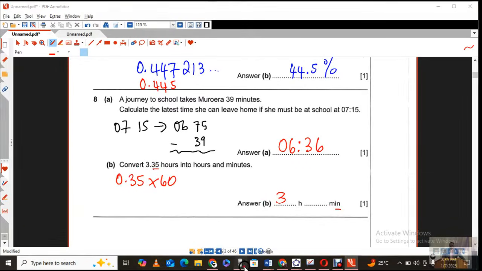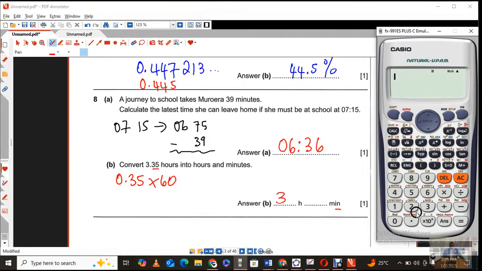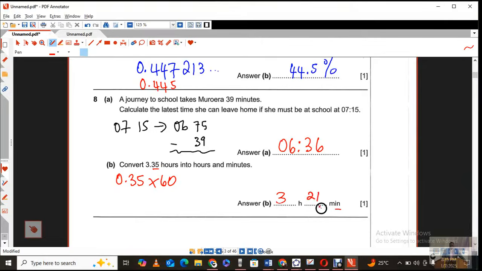And if you were to punch that in, you have to go and say, okay, wait a minute, that's 0.35 multiplied by 60. That means 21 minutes, okay? And your work there is done.